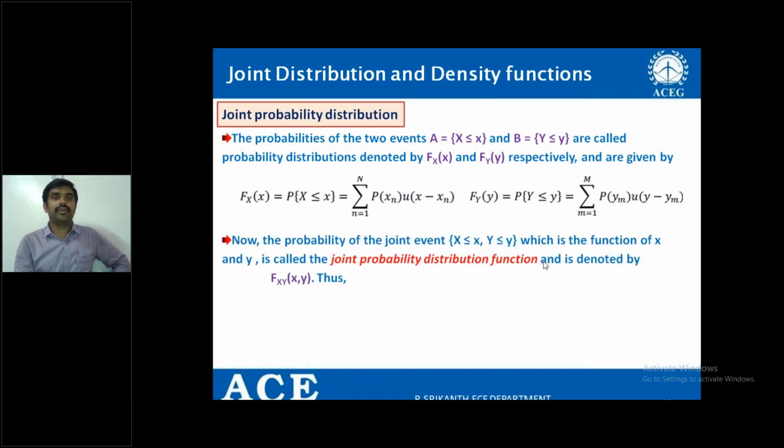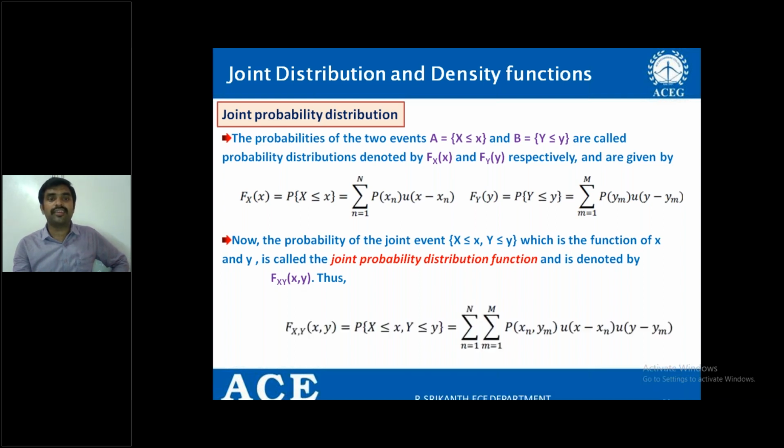Now if I take the probability of the joint event X less than or equal to small x and Y less than or equal to small y. Why? Because the two random variables are related to the same experiment. Which is the function of x and y is called the joint probability distribution function and is denoted by Fxy of x comma y.